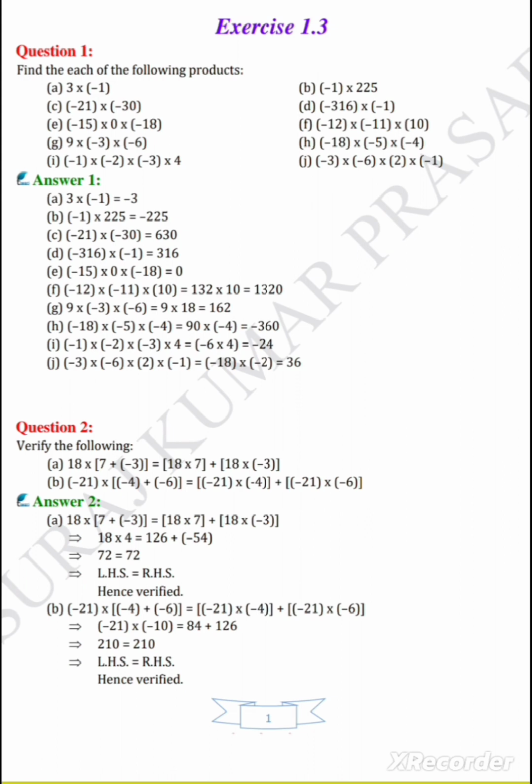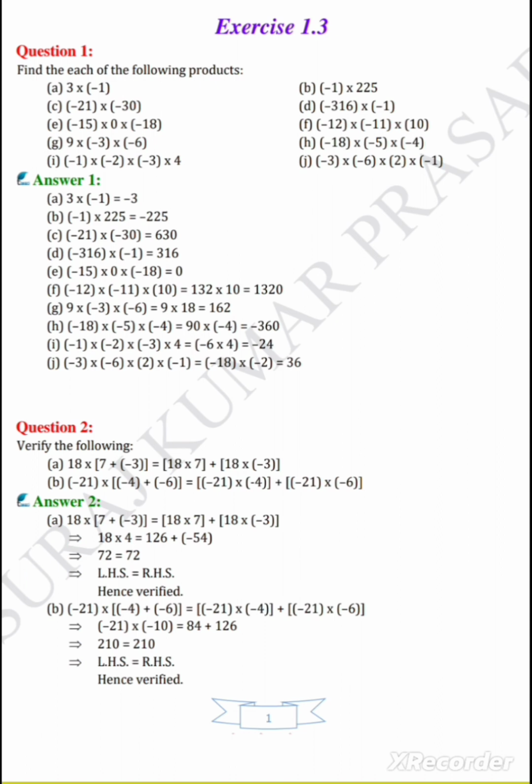H. Minus 18 into minus 5 into minus 4. Minus into minus is plus, and then plus into minus is minus. The answer is minus, and then 18 into 5 is 90, into minus 4 is equal to minus 360.